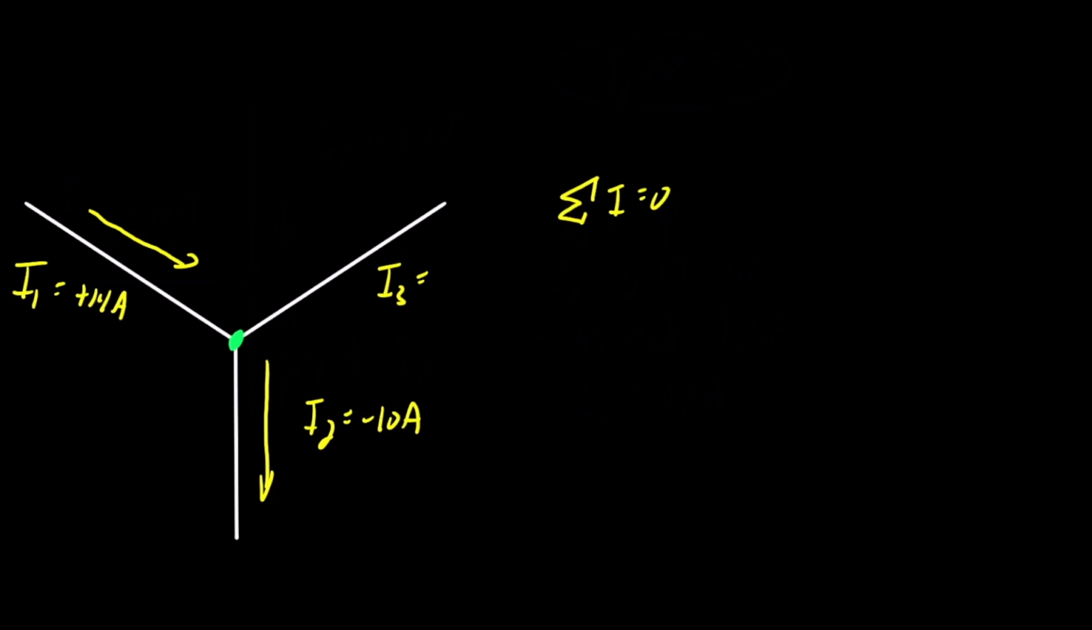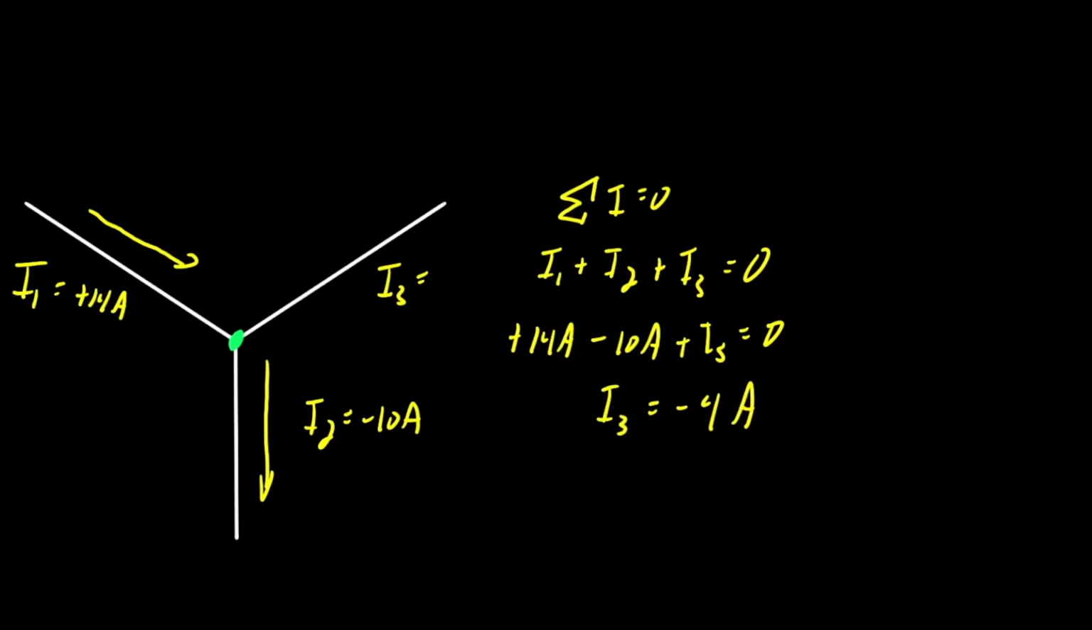For example, the summation of current equals 0. So, therefore, the sum of I1, I2, and I3 should add up to 0. And since I3 is unknown, we just apply direct substitution. So positive 14, negative 10, that's positive 4. So therefore, I3 should be negative 4. And because I3 is less than 0, right, should it be going into the junction or out of the junction?